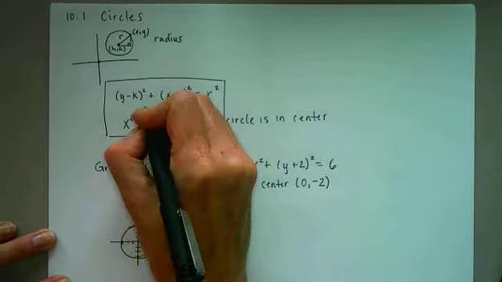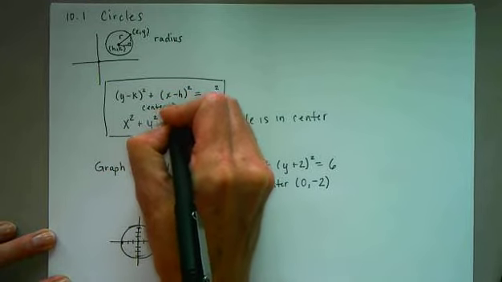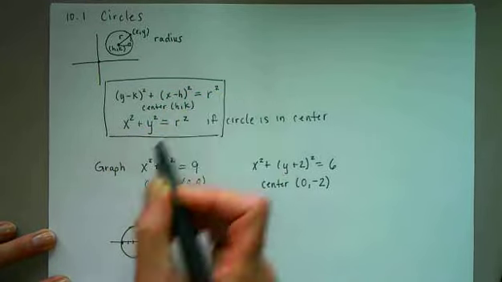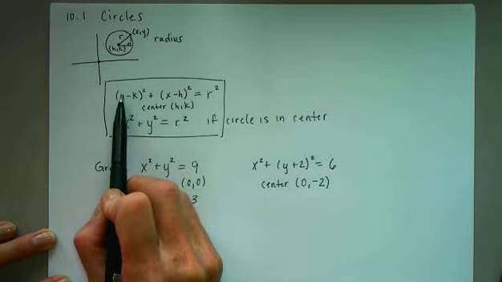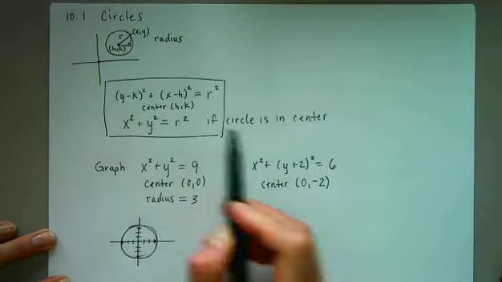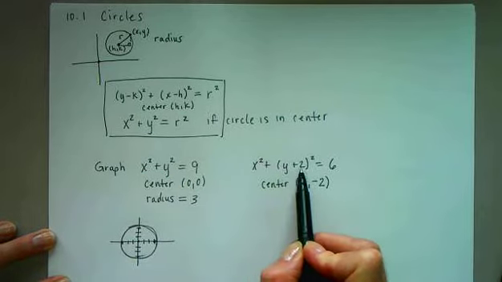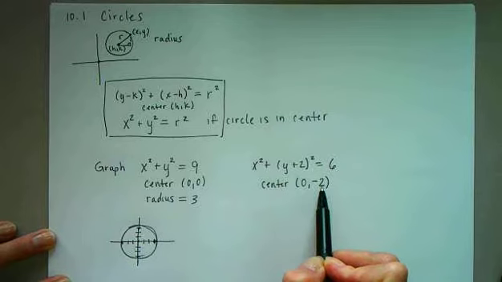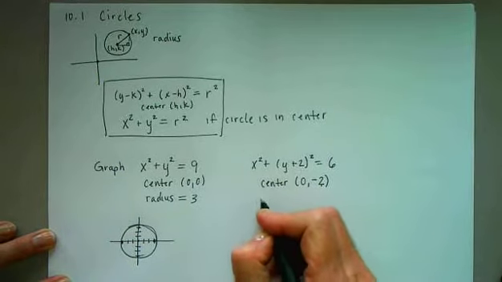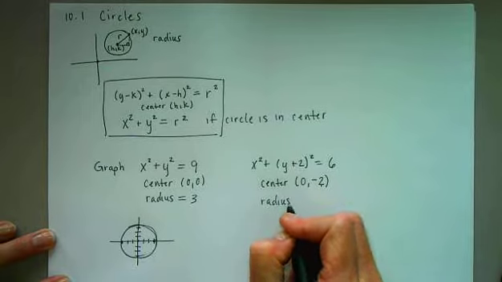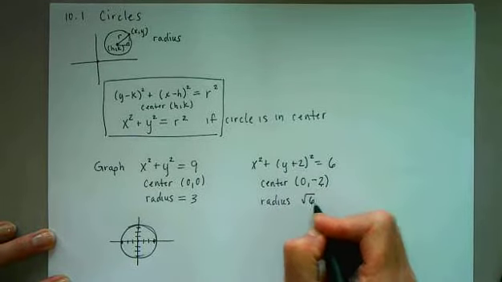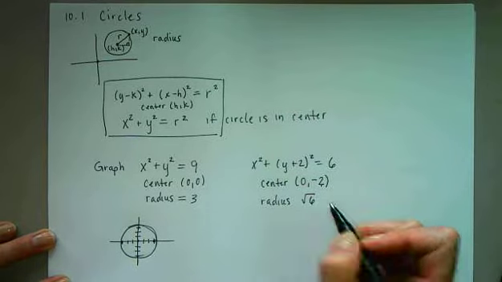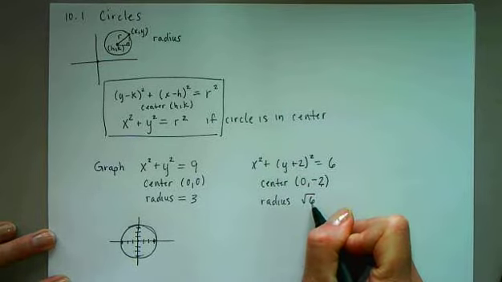And I should write right here that the center is positive h and positive k. And notice that whatever number is with x is your x value, and whatever number is with y is your y value. So this is with the y, and it's the opposite sign, so it's my y value, and it's negative 2. And this one's a little bit trickier, because the radius isn't a perfect square. So I'm just going to write that it's the square root of 6. And we know that the square root of 4 is 2, the square root of 9 is 3, so it's somewhere between 2 and 3.